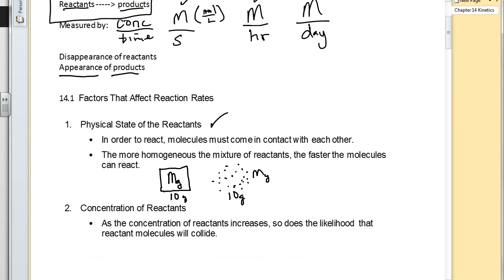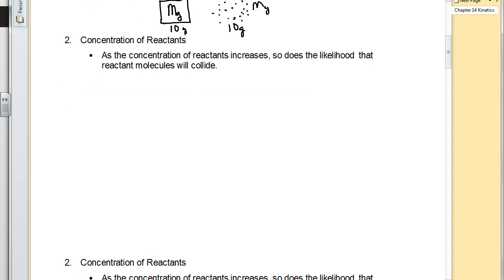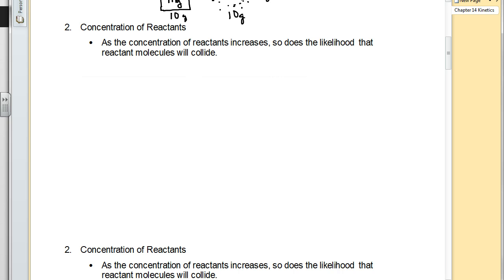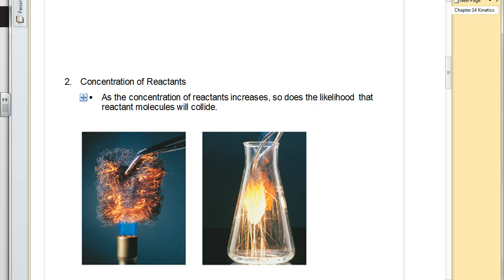Another thing that affects how fast a chemical reaction goes, or the reaction rate, is the concentration. As the concentration of the reactants increases, usually what happens is the molecules are going to collide more often, and we're also going to have faster reactions. And so here's an example of this.